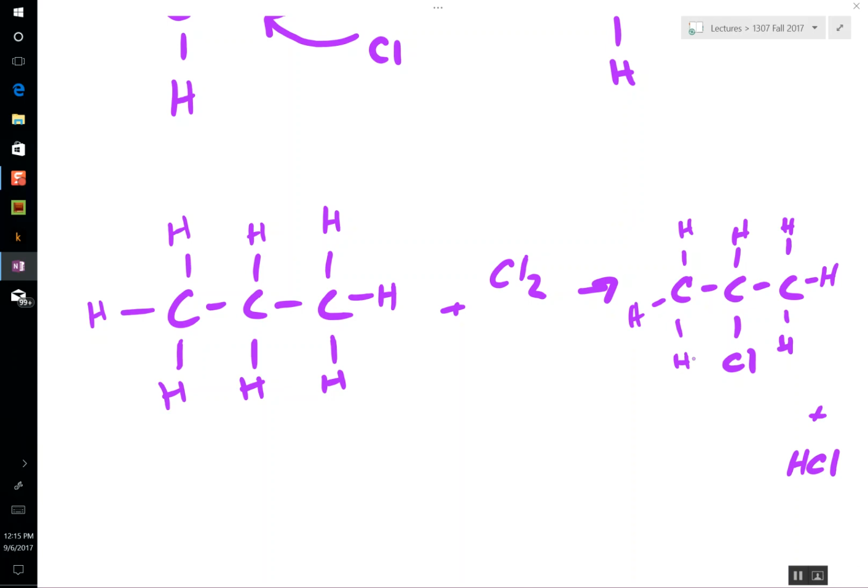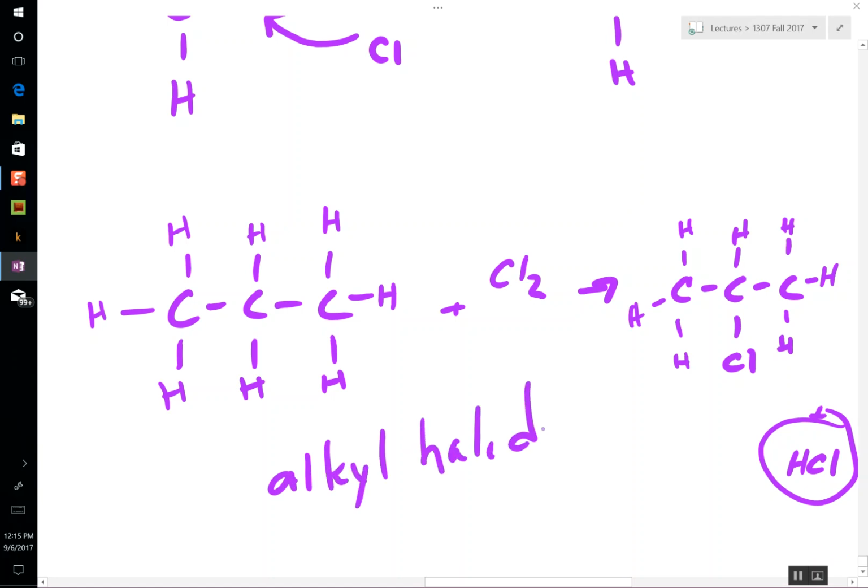Okay? I think that kind of covers it. You can see you would end up with an acidic solution. You would see an acid being formed. That would be one of the evidences of this. This is an alkyl halide that is being produced. An alkyl halide. It's an alkane with a halogen on it.